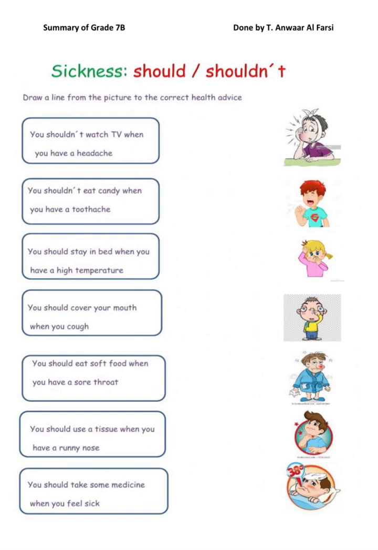Number 1, you shouldn't watch TV when you have a headache. So what picture should we match with the box? Correct, it's this one. Number 2, you shouldn't eat candy when you have a toothache. What picture should we match with the box? Correct, it's this one. Now, I will give you time to solve the rest.